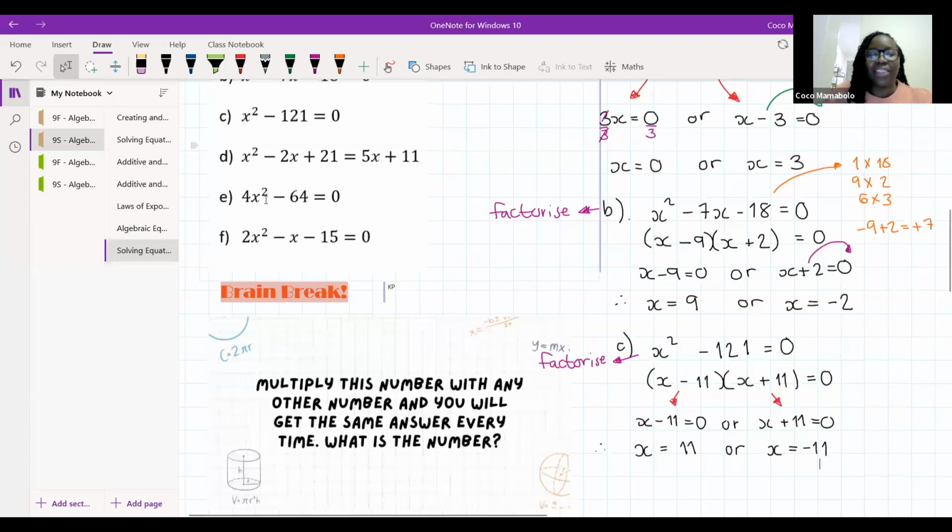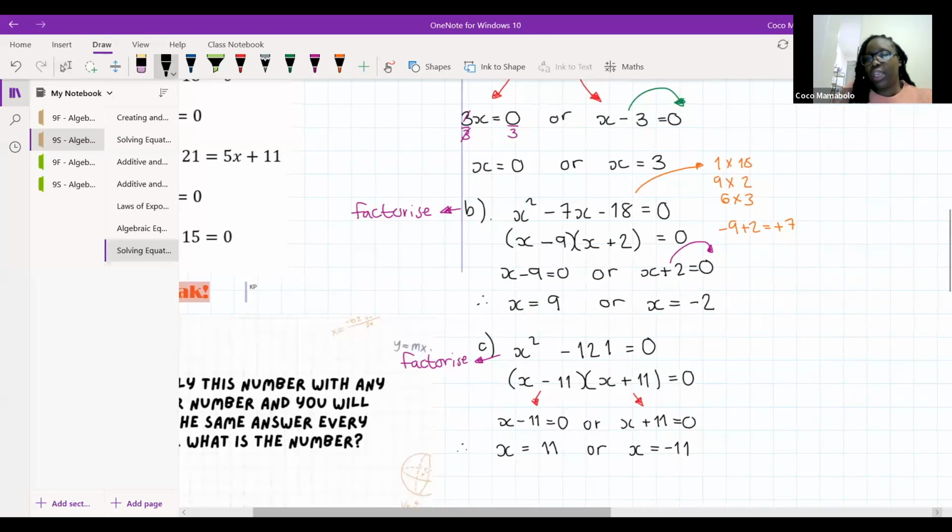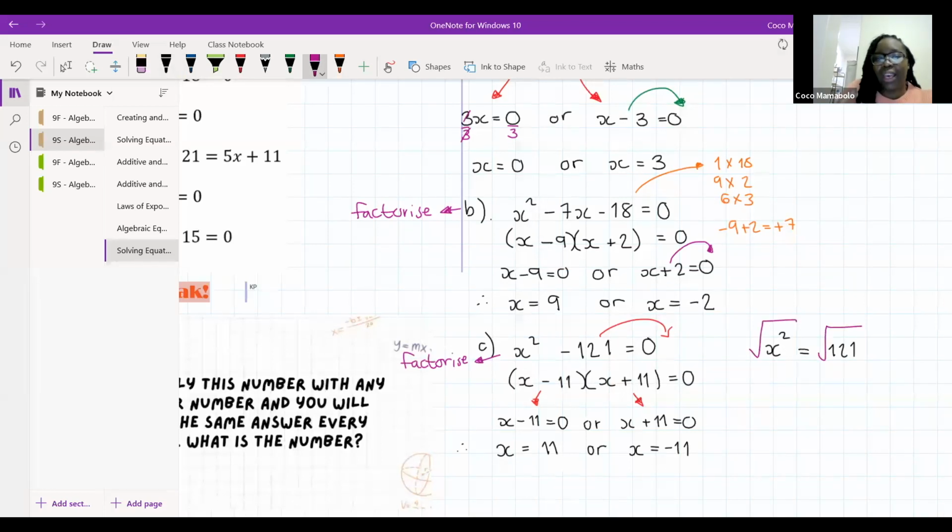Okay. Well done. And for those of you who are like, there's another way to do it. Absolutely, there is. We can take the negative 121 over to the other side, and we will get x squared is equal to 121, and we can find the square root of both sides. Then we get x is equal to plus or minus the square root of 121, which is plus or minus 11, which just means one of the answers is 11, the other one is negative 11.